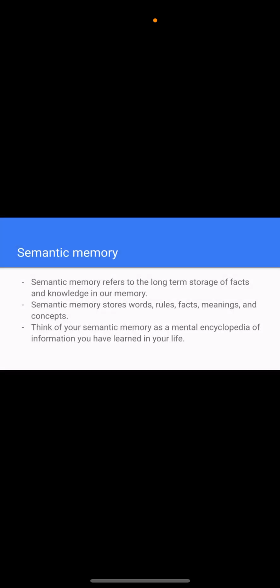Semantic memory. Semantic memory refers to the long-term storage of facts and knowledge in our memory. Semantic memory stores words, rules, facts, meanings, and concepts. Think of your semantic memory as a mental encyclopedia of information you have learned in your life.